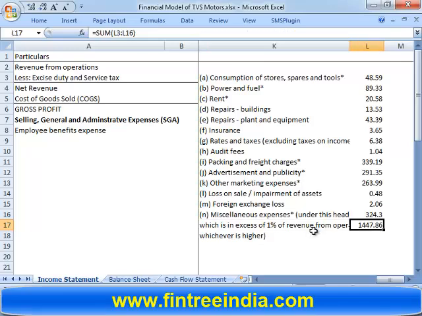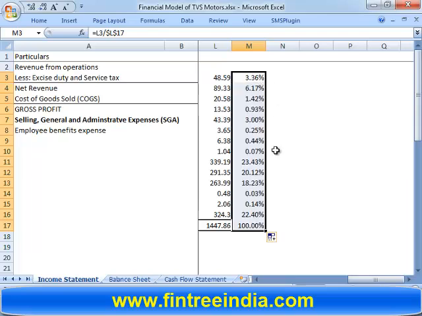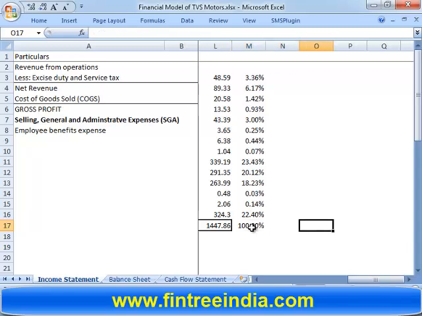The total here is 1447. So how much percentage is each of the expenses? So 48 divided by 1447. I'm freezing it so that the formula can be copy pasted easily. Formatting the number and then simply expand. So we have a total of 100% here. And the moment you do this, then you know which numbers are important ones to look at.